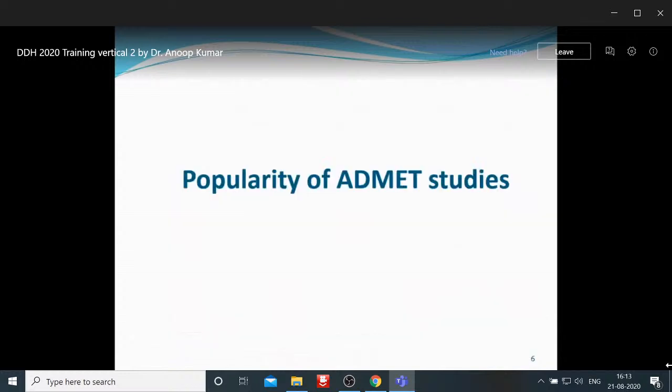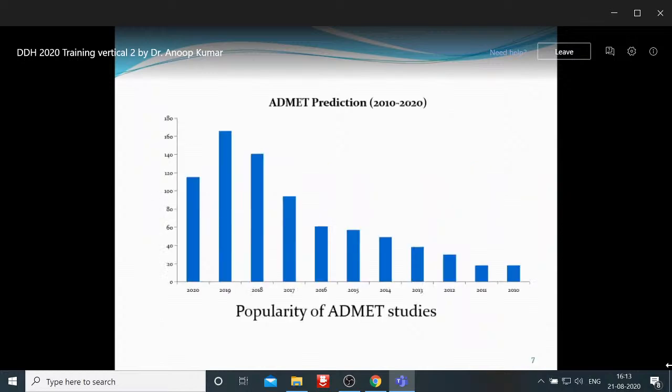Another is popularity. The question is how many studies are available and what is the trend of the studies in the literature regarding ADMET studies. So I have just collected the data from PubMed and plotted it as bar diagrams in Excel. You can see that from 2010, 11, 12, 13, there is not much increase in these types of studies, but after 2015, 16, 17, 18, 19, there is a much greater increase. Various researchers are using this tool for predicting the pharmacokinetic as well as toxicity profile of molecules. In 2020, a number of studies have already been done, and it will increase further. So this is just a trend, the popularity of these ADMET studies.